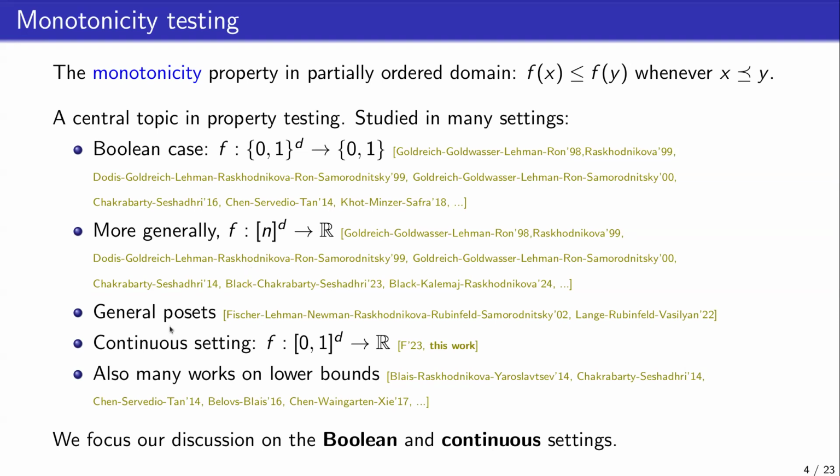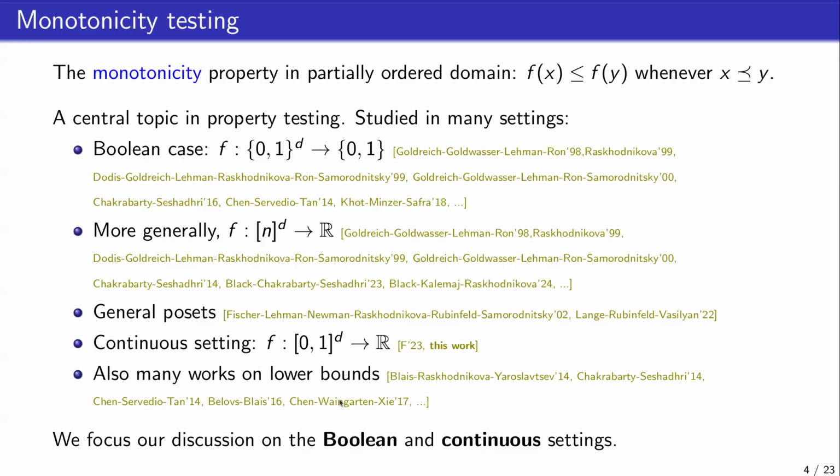You can go beyond that and study general discrete posets, so partially ordered domains in general. This is a pretty challenging setting, but we have a little bit of work there as well. You could also go beyond the discrete setting and study the continuous setting. So perhaps your domain now is the continuous solid cube from 0 to 1 in d dimensions, and your function may be arbitrarily real valued. And in particular, this is the setting that I will be looking at in this talk. And for the most part, I am going to be talking about upper bounds, and that's what these citations are for the most part as well.